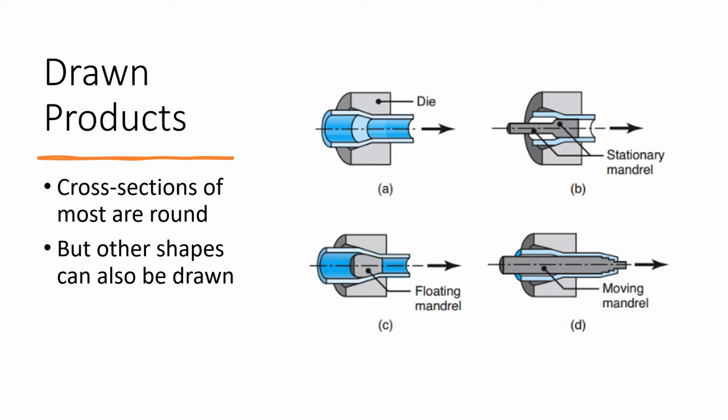So when you take a look at the drawn products, here you see the die and you draw it, and the cross sections are mostly round. But you can also make other shapes, of course, by using a drawing operation.